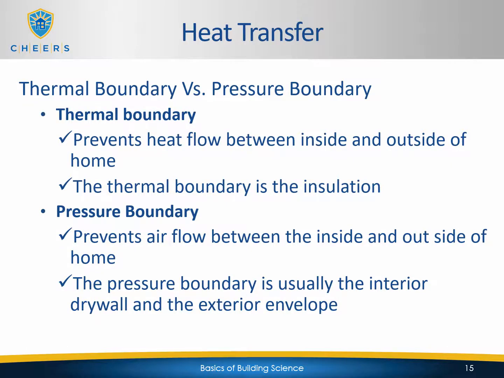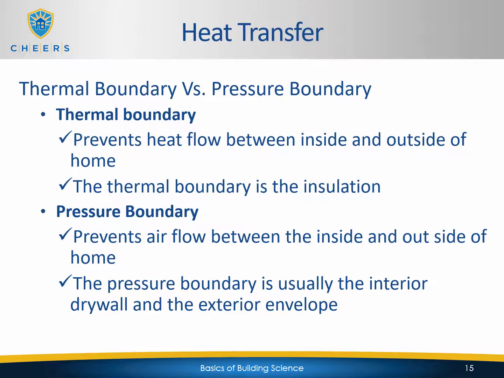So when we talk about heat transfer and air movement, we're going to be talking about the thermal boundary and the pressure boundary. They're working in conjunction with one another, but they're two separate things. The thermal boundary prevents heat flow between the inside and the outside of the home. Generally speaking, the thermal boundary is the insulation. The pressure boundary prevents airflow between the inside and outside of the home. Generally speaking, it's the interior drywall or the exterior envelope.